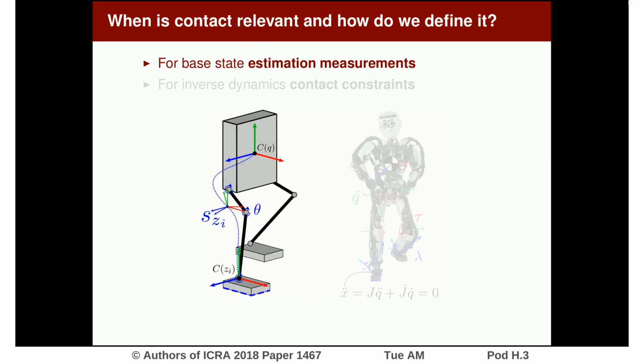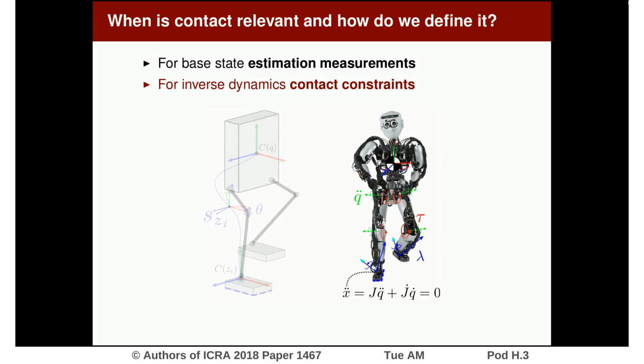define contact? So contact is relevant first of all for base state estimation, where we use the relative pose of the base to the foot to constrain our estimation, and for full body control, where we use contact constraints to constrain our inverse dynamic solvers and render them solvable.